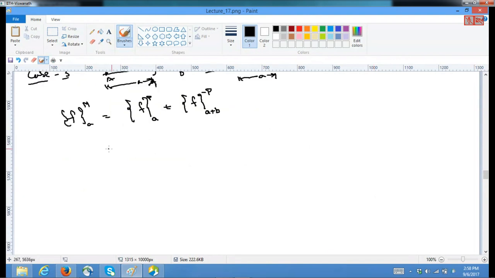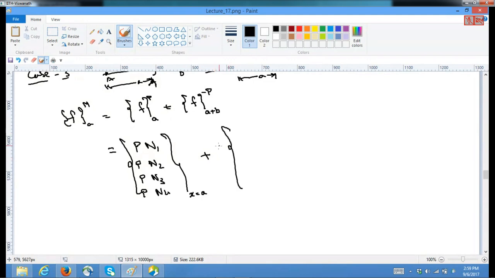Okay, so now let us write this in expansion. We know this solution. This is equal to P times N1, P times N2, P times N3, P times N4 evaluated at x equals a, plus P times N1, P times N2, P times N3, P times N4 with a minus sign, evaluated at x equals a plus b.